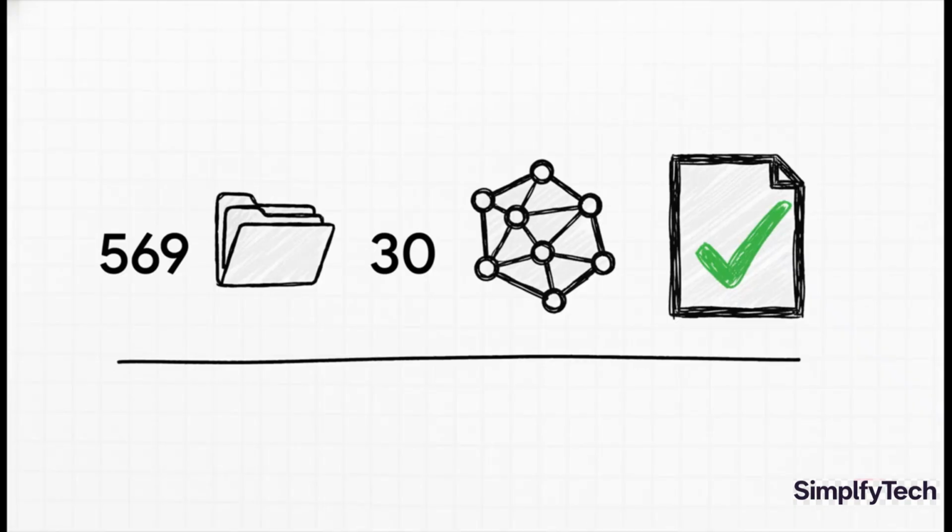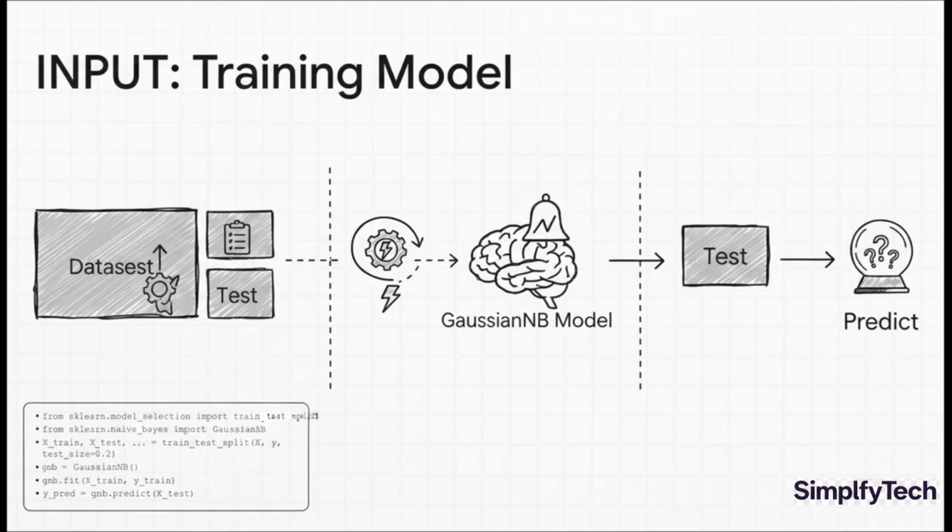So before we jump into building, let's do a quick health check on our data. And yep, it's looking good. 569 patient records, 30 features for each one, and this is the important part, no missing values. This is a perfectly clean data set, and that means we can skip all the complicated pre-processing and get right to the fun part. All right, now for the magic.